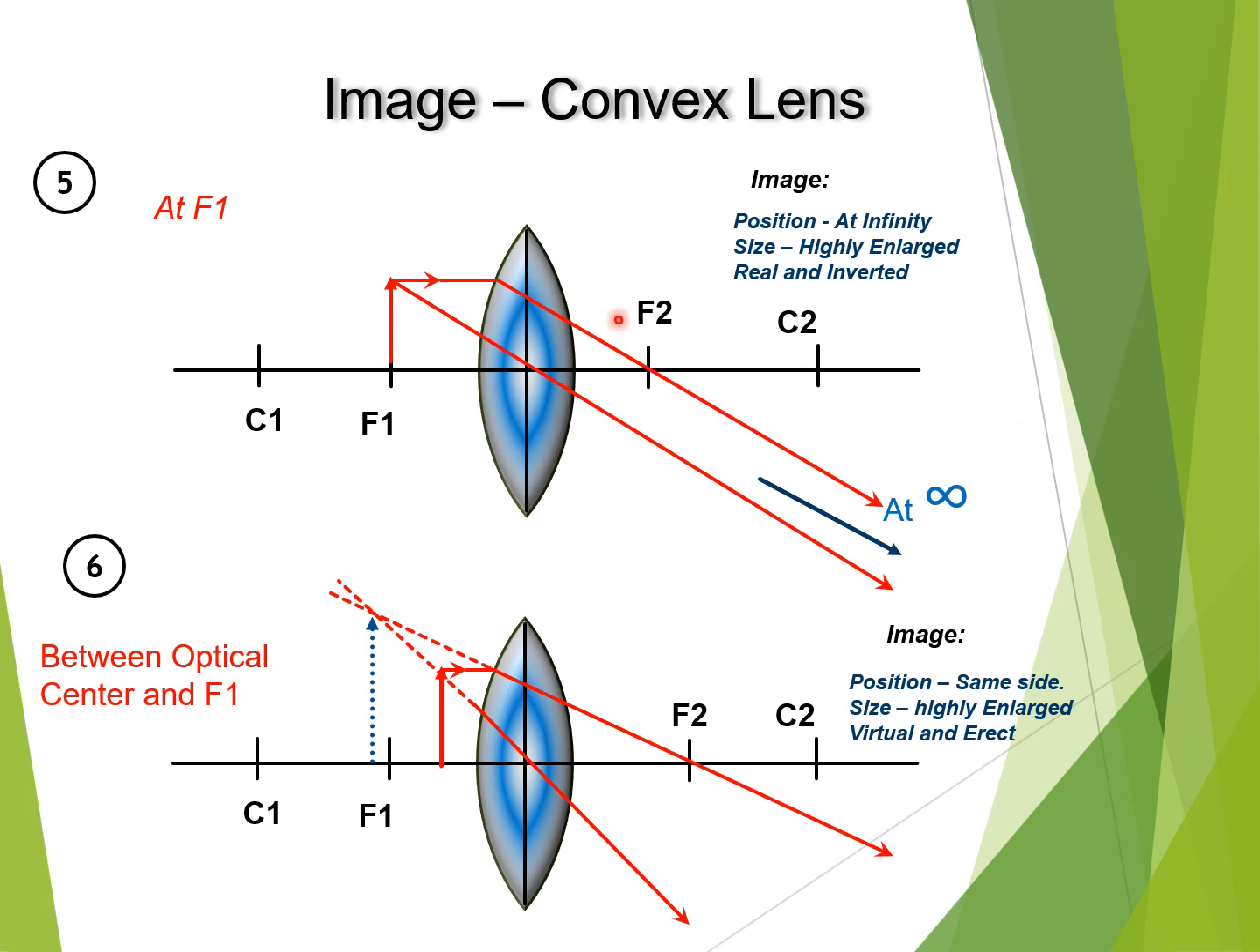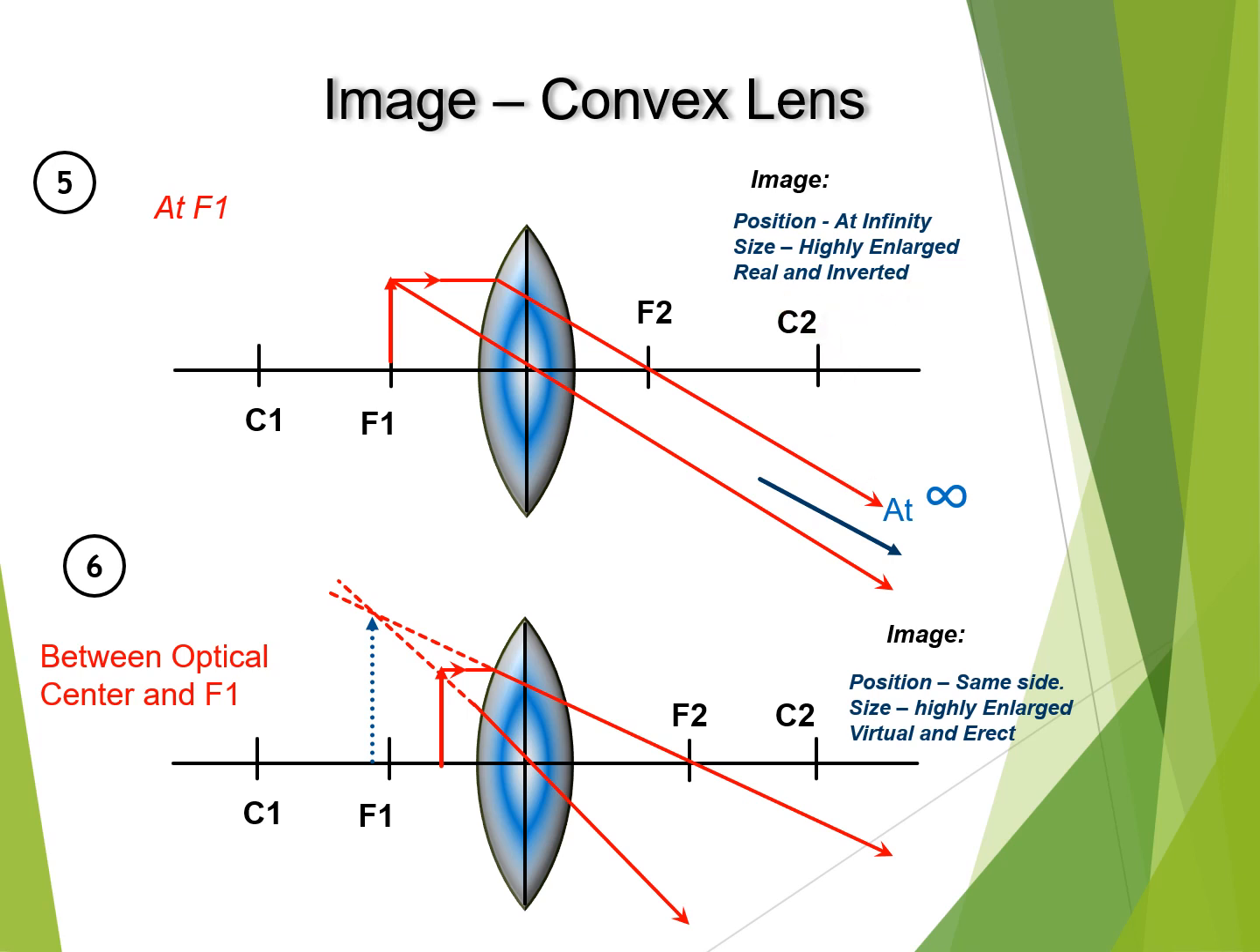So if the object is placed at focus in front of a convex lens, then the image shall be at infinity. Position is infinity. The size is highly enlarged. And of course, it shall be real and inverted.